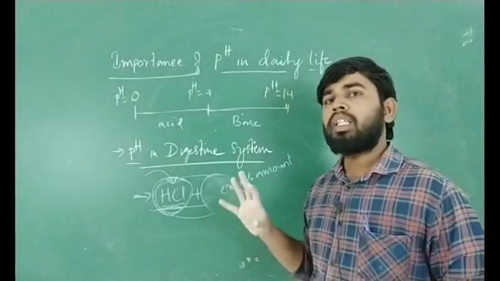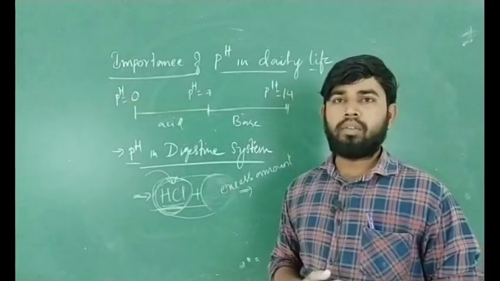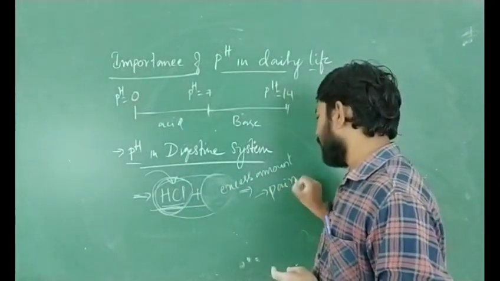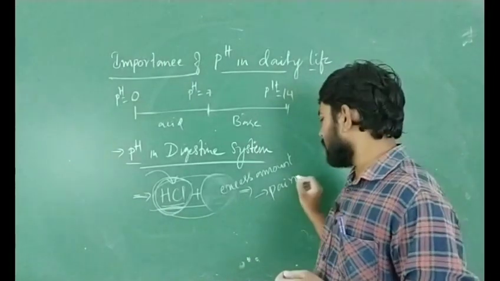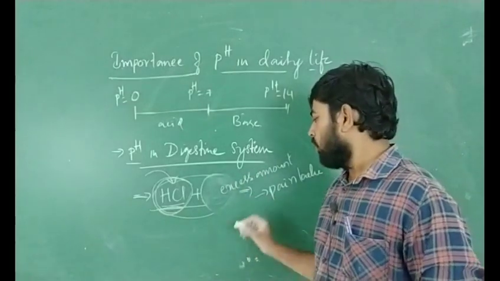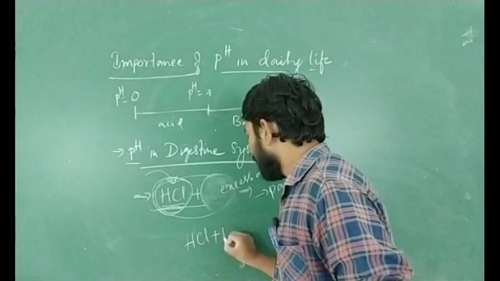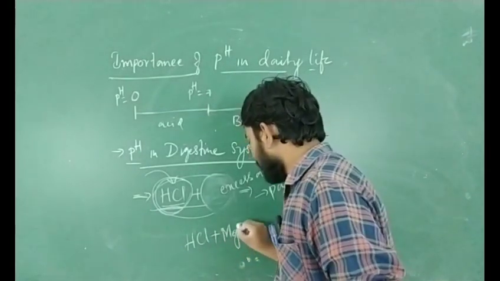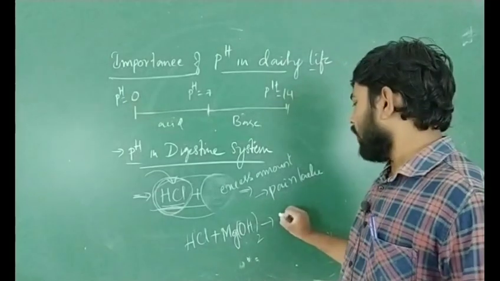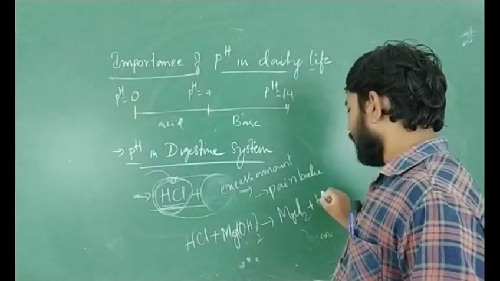At that time there will be production of more HCl in our stomach, which can cause stomach pain or stomach ache, okay. To avoid that, we can use milk of magnesia. This is HCl. When you add milk of magnesia, that is Mg(OH)2, both are going to react and form magnesium chloride and water.